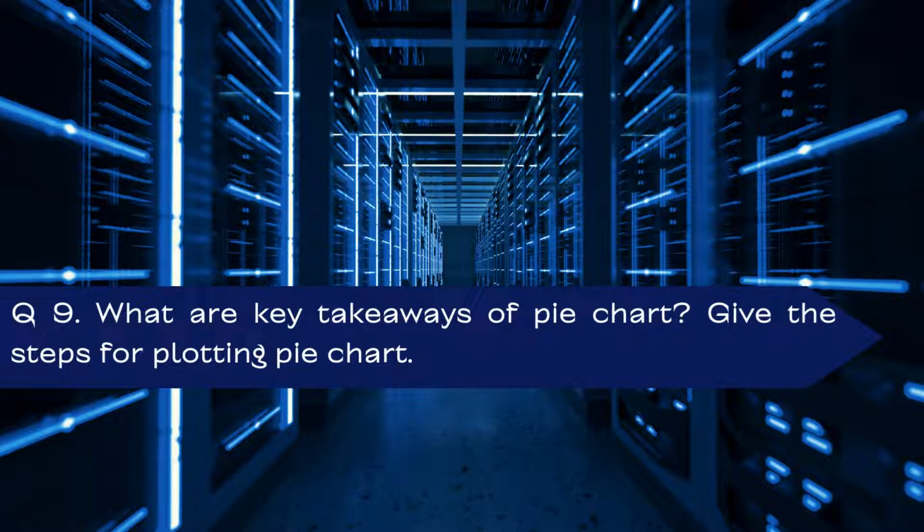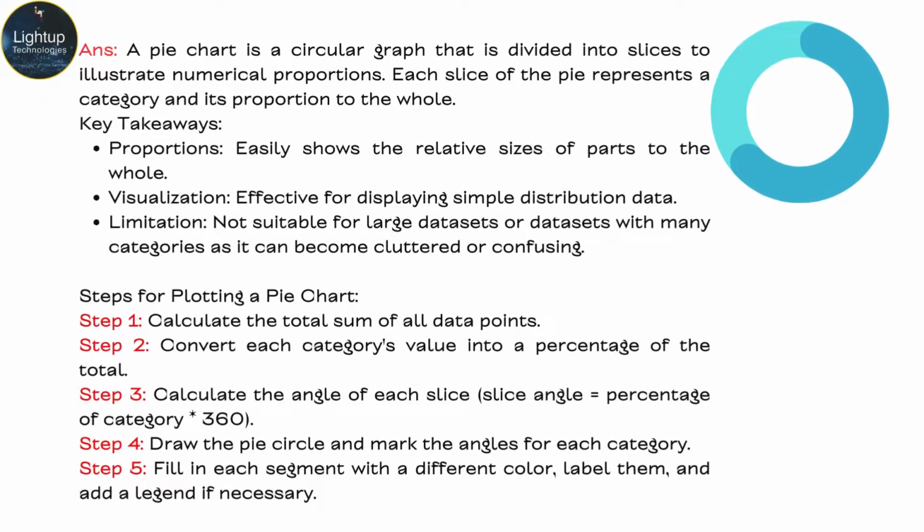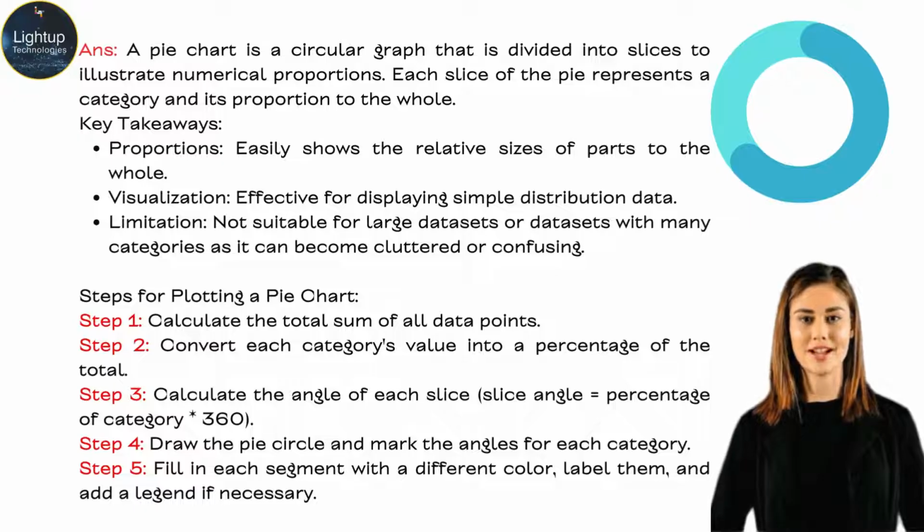What are key takeaways of pie chart? Give the steps for plotting pie chart. Answer. A pie chart is a circular graph that is divided into slices to illustrate numerical proportions. Each slice of the pie represents a category and its proportion to the whole.